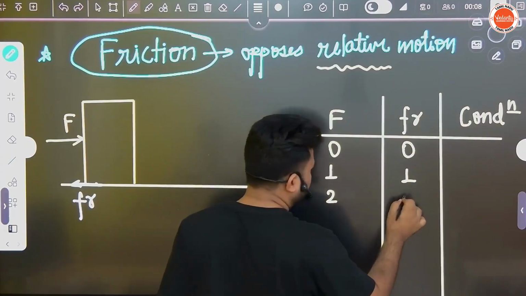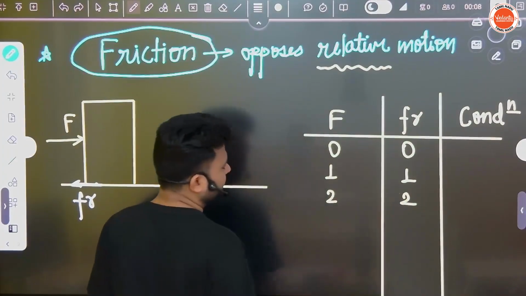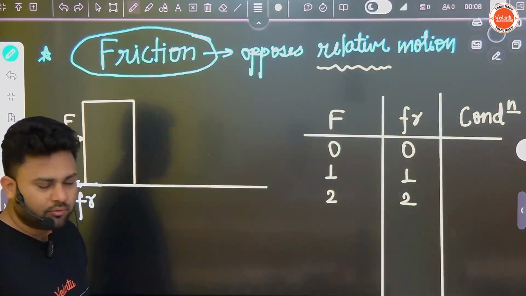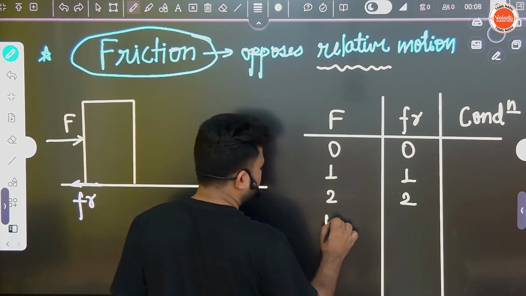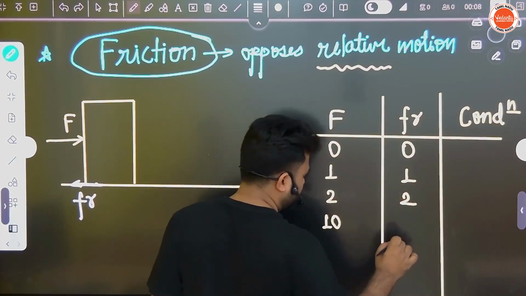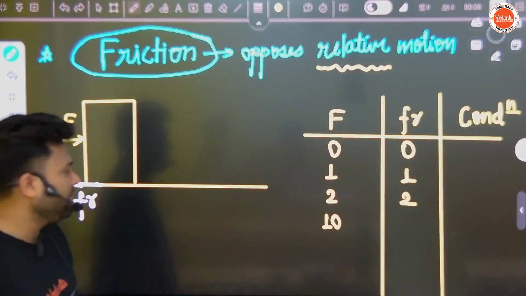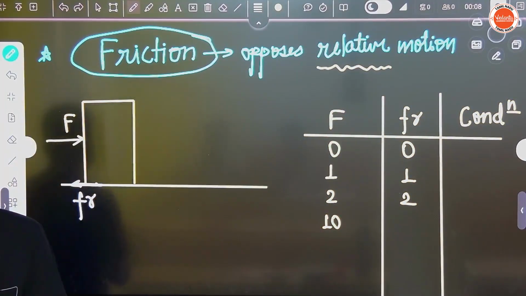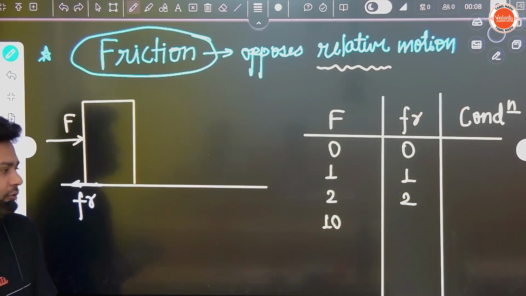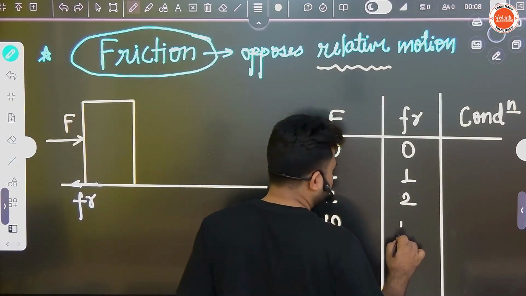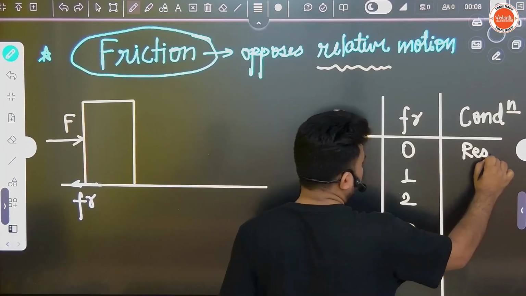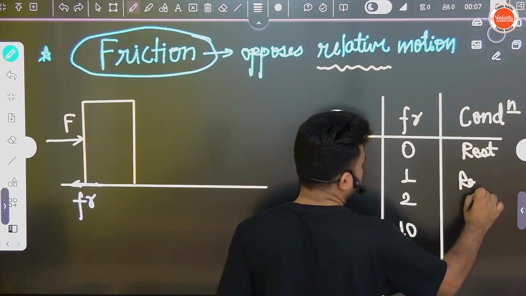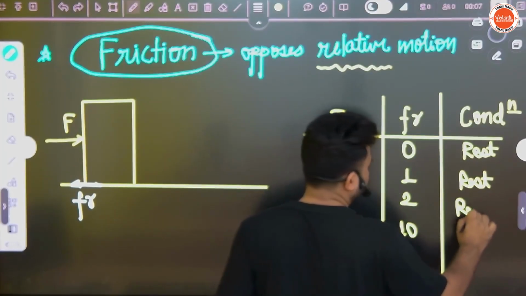What you saw, again now the object is not moving. Here it means friction must also be 2. Similarly, when you apply 10, what you found is that still the object is not moving, but it is just on the verge of motion. Just now it will move, but it is not moving, means friction is 10. Means here the body is at rest, here also rest, till here the object is at rest.